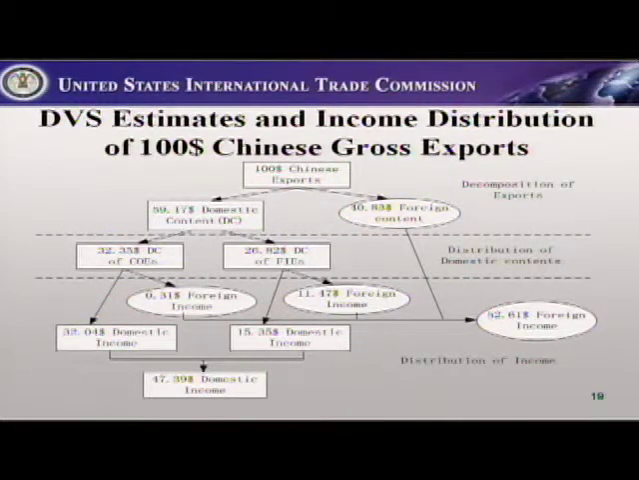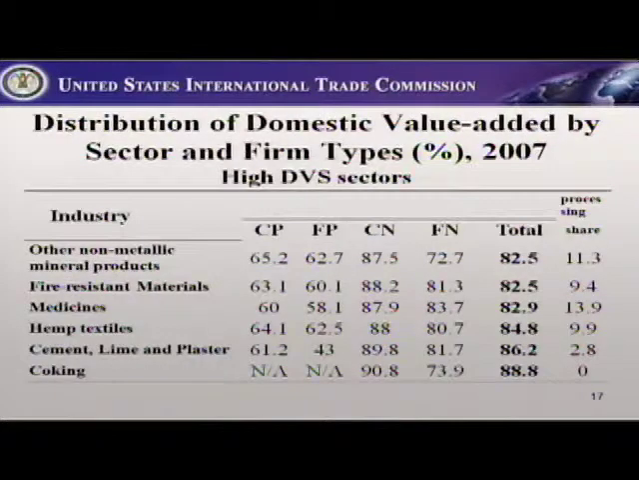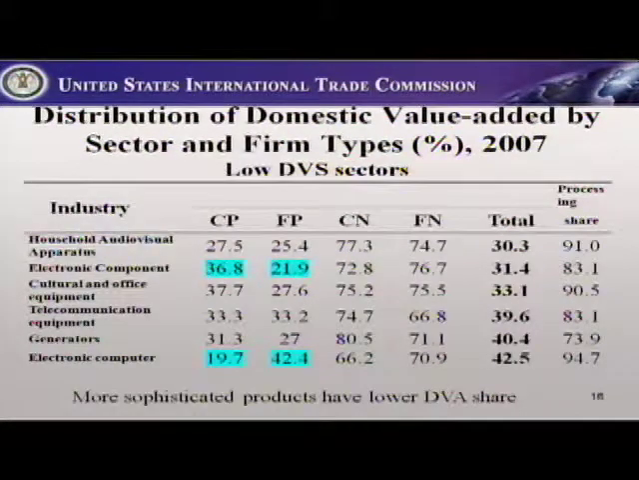That's basically the results. If you see this kind of split, you'll see the COE, the Chinese-owned firms, have a much higher share in domestic value added, especially in processing. But for them, the domestic value added and the domestic income shares are very close. For foreign firms, the domestic value added and the domestic income are very different. That's basically the point. Some results here are at the sector level.